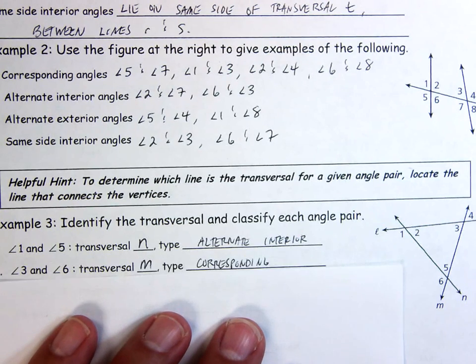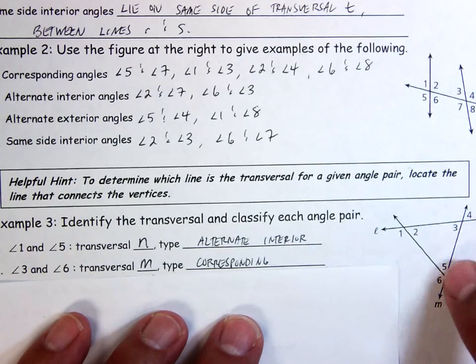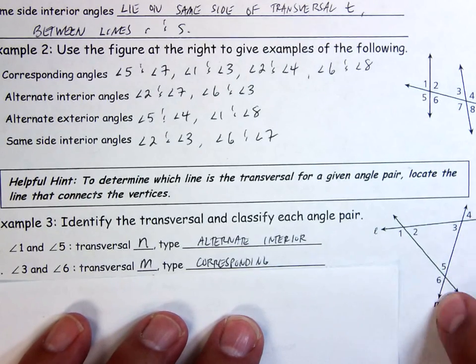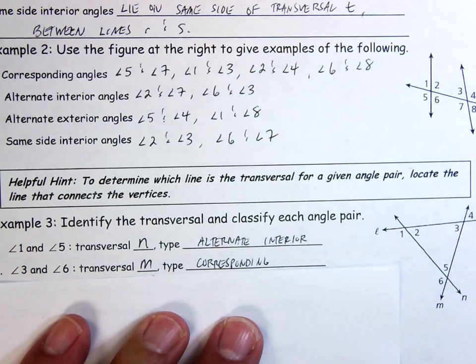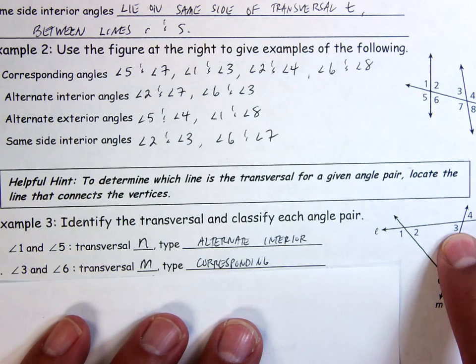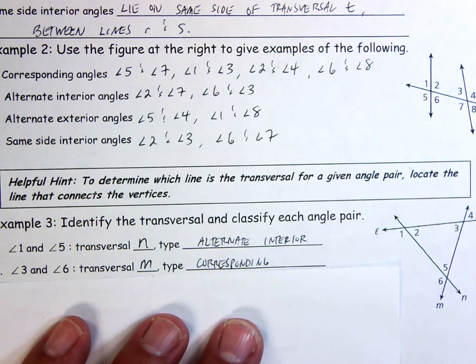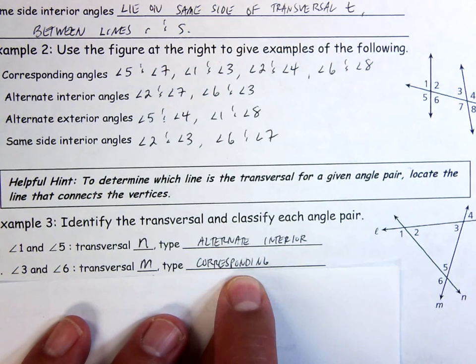Next one, angle 3 and angle 6. So here's angle 3, there's angle 6. The line that goes through both is line M. So now that I've got it there, what kind of angles are they? Angle 3 is right there. Angle 3 is to the bottom left of the intersection. Angle 6 is to the bottom left of the intersection. Those are corresponding angles. They're in the same place at two different intersections.